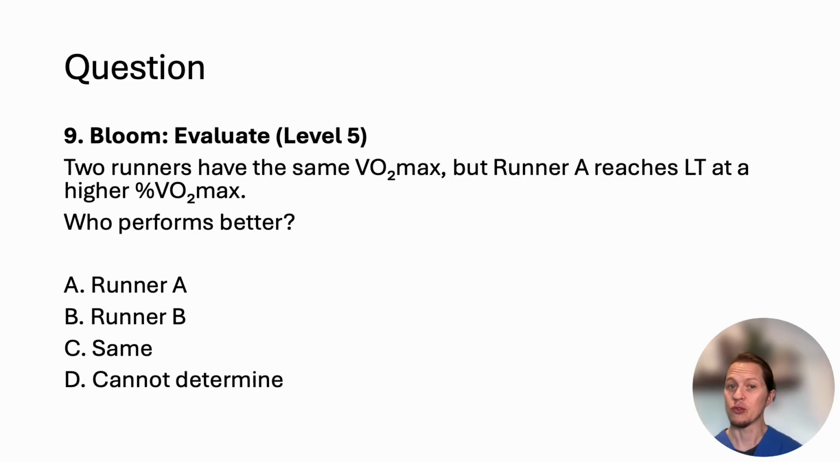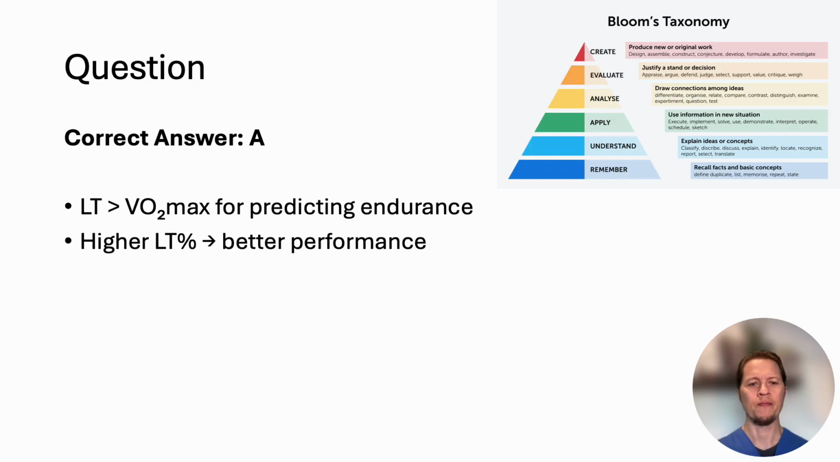Question 9. This one's a real tough one, high level. Two runners have the same VO2 max, but runner A reaches lactate threshold at a higher percent VO2 max. Who performs better? High level meaning you have to go through the steps of remembering, understanding, analyzing, and applying up to evaluating. So is it runner A, runner B? They're both the same, or not enough information to determine this? It's usually not D. The answer is A.